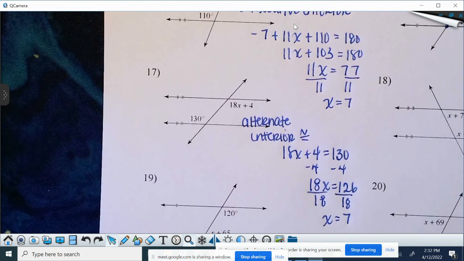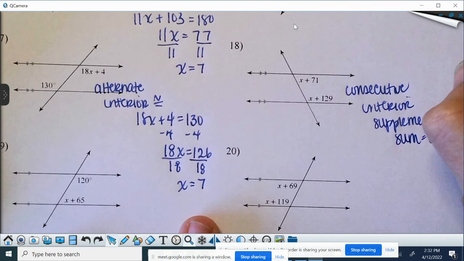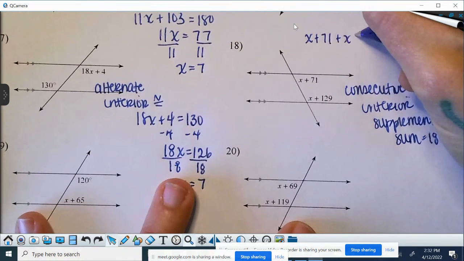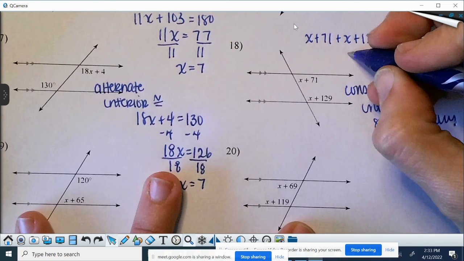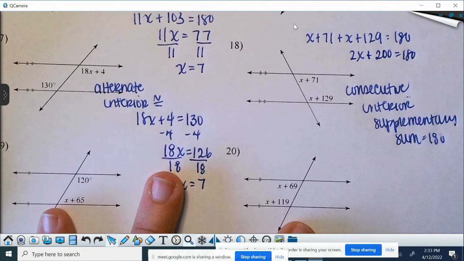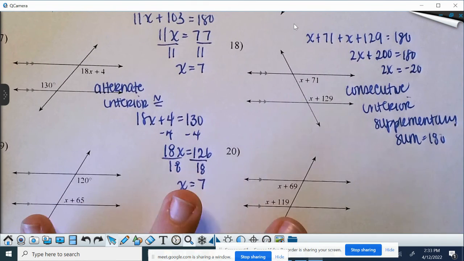So these are consecutive again, consecutive interior. Consecutive interior are supplementary. And just to be repetitive, consecutive interior supplementary, and that means their sum equals 180. So when I add them together, it equals 180. So x plus 71 plus x plus 129 equals 180. You can clean up before if you wanted and just write 2x plus 200 equals 180. Minus 200 from both sides. 2x is going to equal negative 20. And that should give us a negative 10 when we're done.